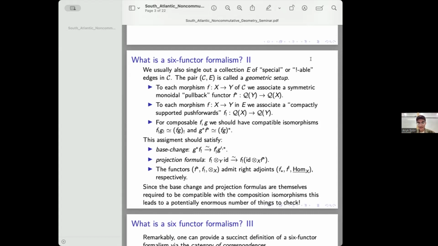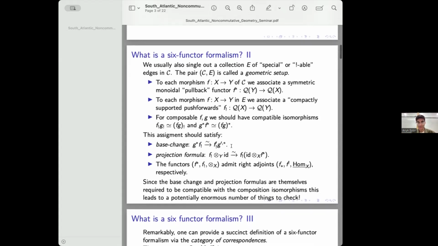The important identities which we require these to satisfy is firstly base change. If I do the compactly supported pushforward and then pull back, that should be the same as doing pullback and then pushforward along this Cartesian square. So for instance, g prime is the pullback of g along f, and f prime is the pullback of f along g.